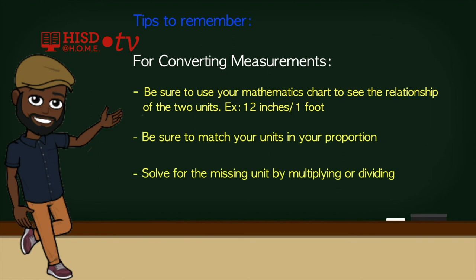Also, be sure to match your units in your proportion. So, inches go with inches and feet go with feet. They should be directly across from each other. So if you have 12 inches and you're looking for 356 inches, make sure that 356 inches goes in your numerator. And last but not least, solve for the missing unit by multiplying or dividing. And remember, when it comes to proportions, never add or subtract.